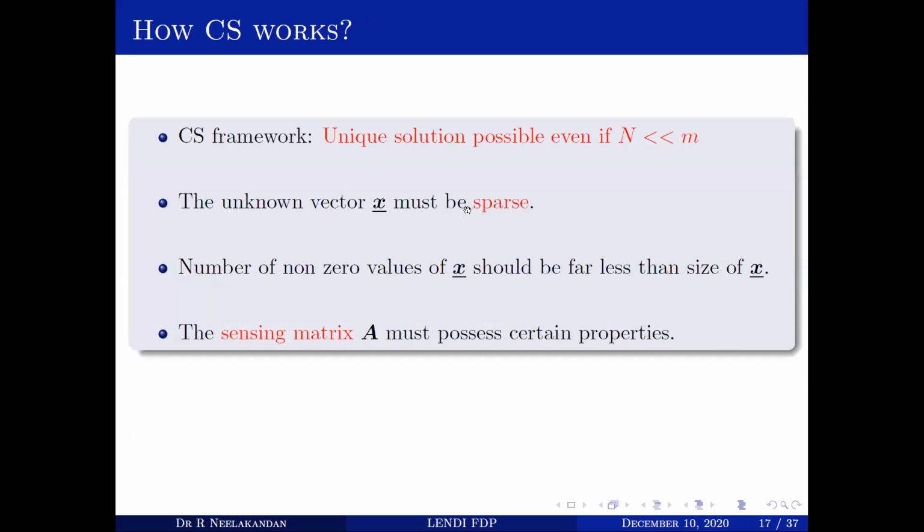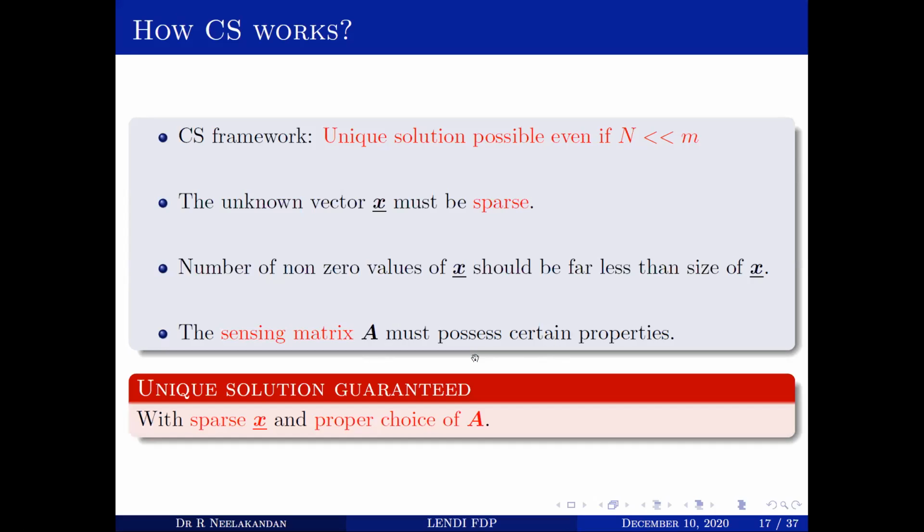The unknown vector x must be sparse, in the sense that even though the vector x has a large dimension, say 100 cross 1, if the number of non-zero entries in x is very small, I can still recover it. That is one. Second, y is equal to Ax, right? That matrix A is called the sensing matrix in the context of the CS framework. That must have certain properties. What properties? I will come back to that. So with a sparse vector x and a proper choice of A, the unique solution is guaranteed.